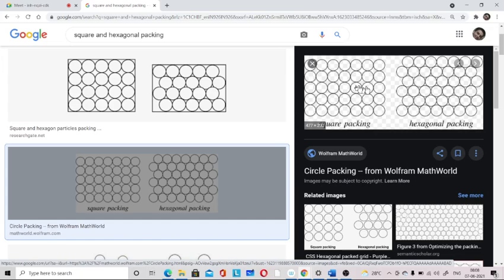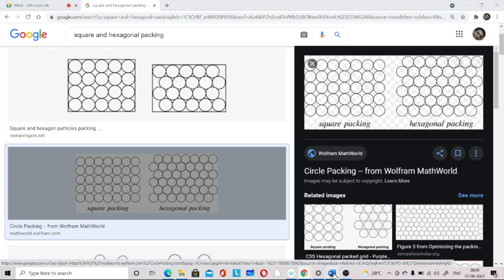Now you can see this is your square packing and this is your hexagonal packing. Okay. Now if you see the square, you can understand very easily. Here, why is it called hexagonal? Because you see this is the sphere, the central one, and around it there is a hexagon. So that is your hexagonal packing, and that is a square packing.